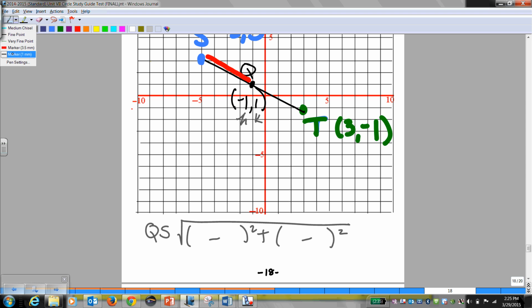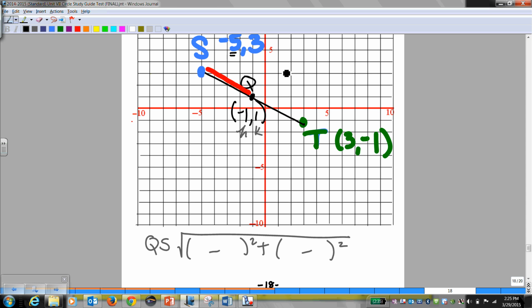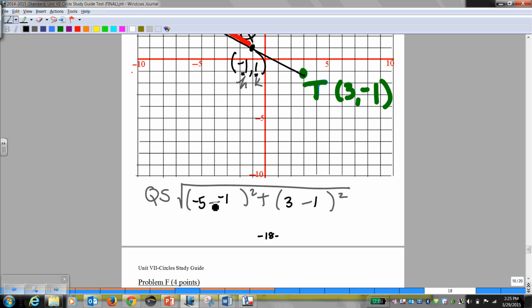I'm going to go ahead and put our numbers in. S is going to be at -5, and Q is at -1, that's our x's. And that's going to be 3 minus 1. Double negative makes the positive here. So I'm going to end up here with -4 squared. And that's 3 minus 1, so that's 2 squared. That's going to be 16 plus 4.